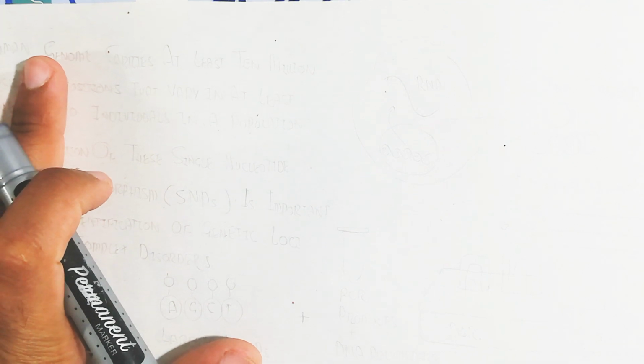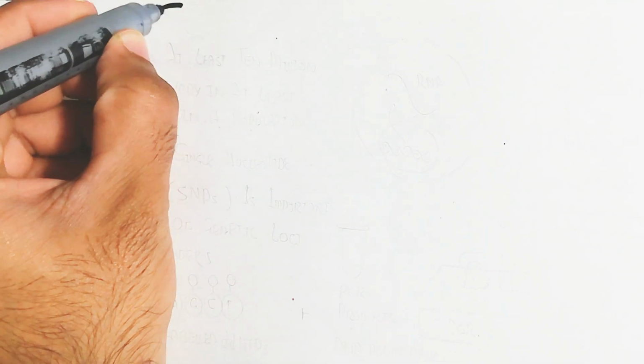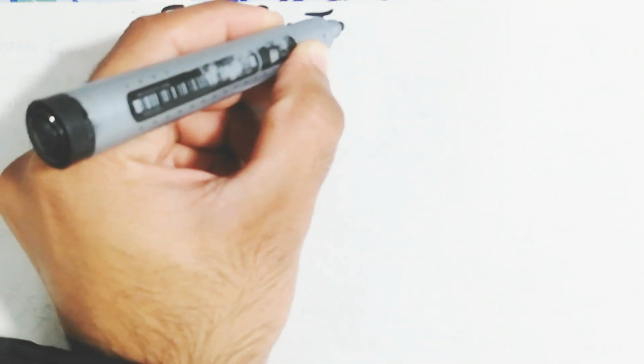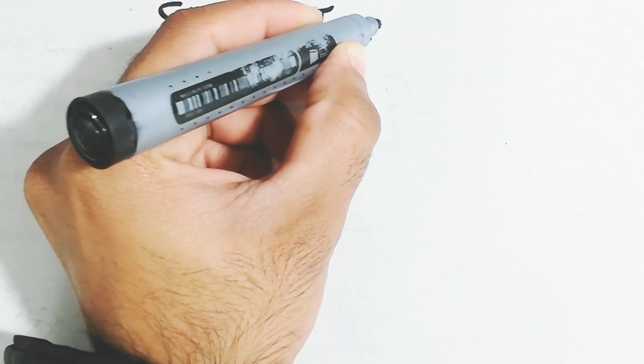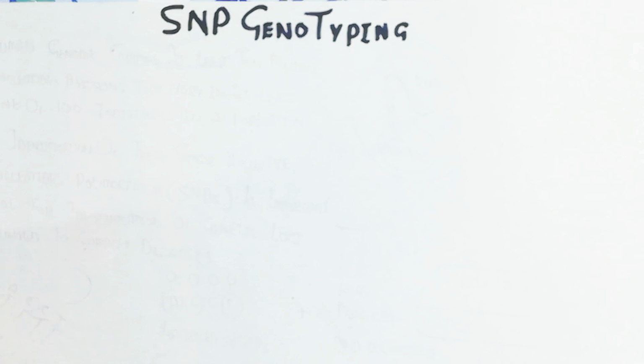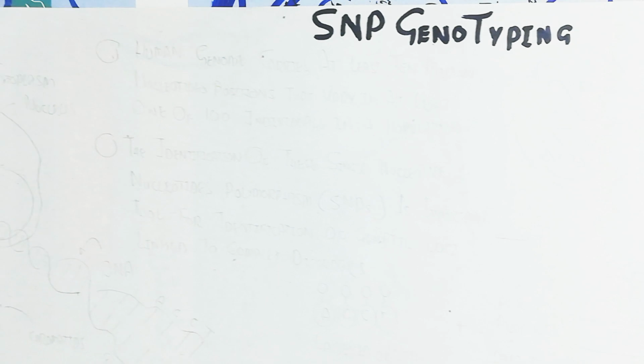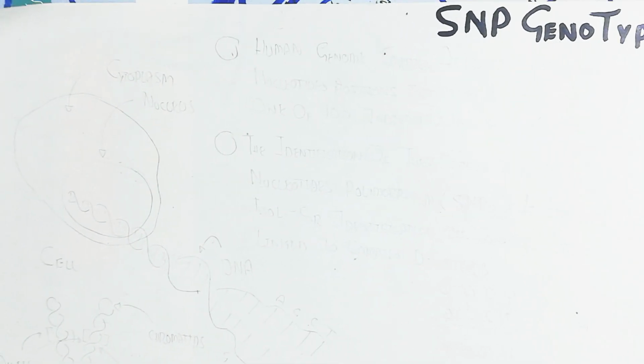Hello, in this video we will understand SNP genotyping. So what is this? The single nucleotide polymorphism. Single nucleotide polymorphism means a single nucleotide variation within the population, which will lead to changes in the phenotype.